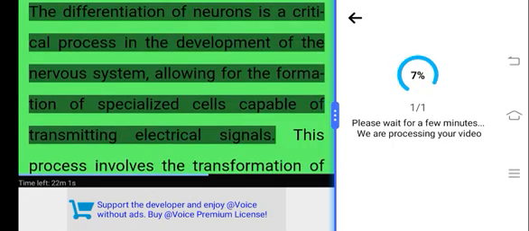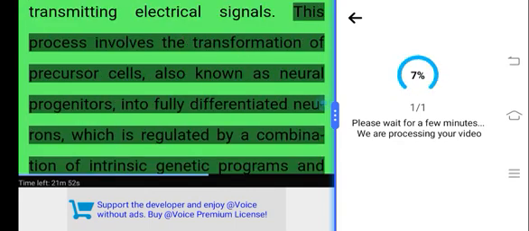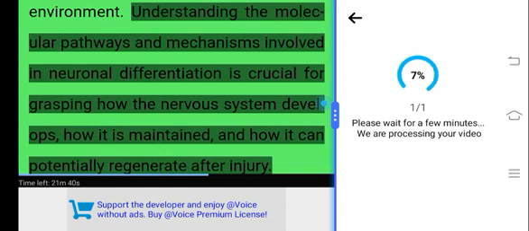The differentiation of neurons is a critical process in the development of the nervous system, allowing for the formation of specialized cells capable of transmitting electrical signals. This process involves the transformation of precursor cells, also known as neural progenitors, into fully differentiated neurons, which is regulated by a combination of intrinsic genetic programs and extrinsic signals from the surrounding environment. Understanding the molecular pathways and mechanisms involved in neuronal differentiation is crucial for grasping how the nervous system develops, how it is maintained, and how it can potentially regenerate after injury.